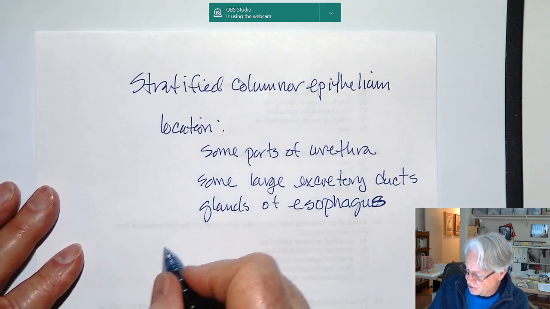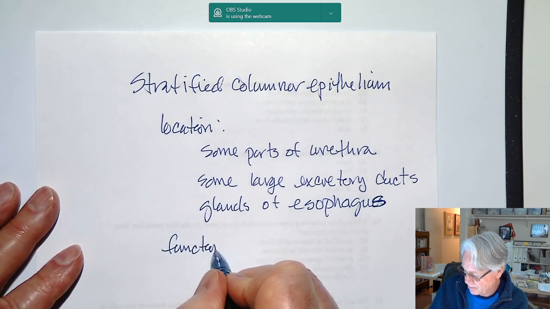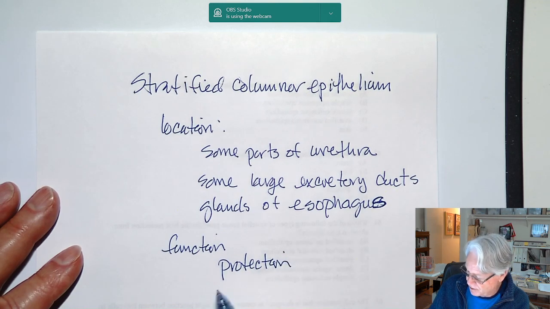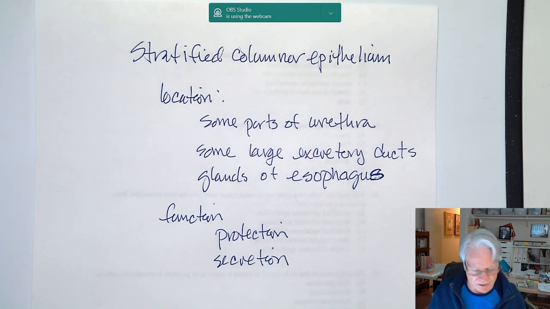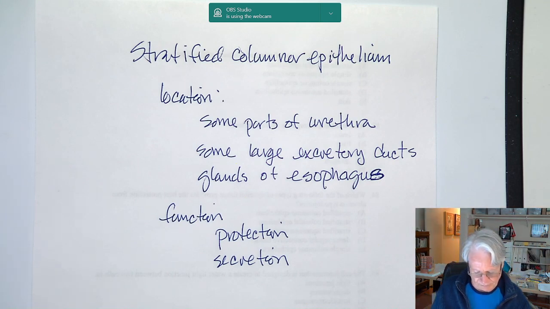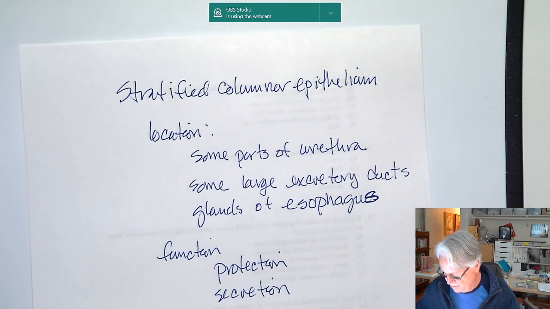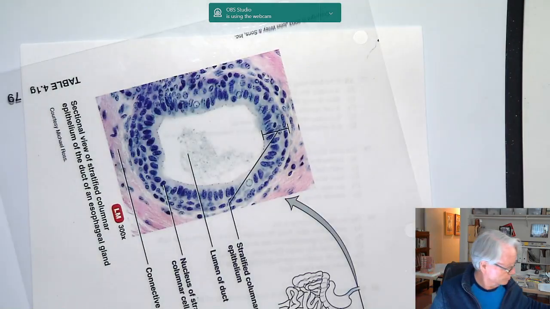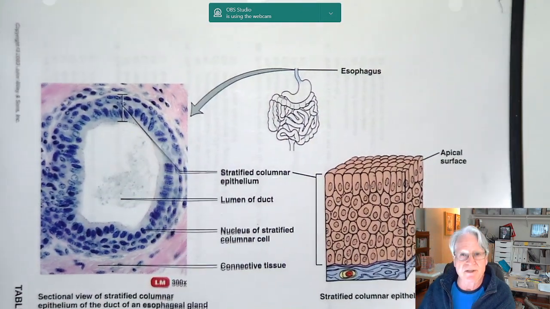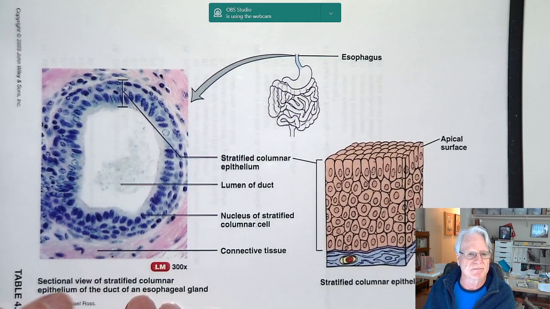Okay. Function, protection, and secretion. Protection and secretion. So let's take a quick look at that. And here we go. Stratified columnar. So they are using the esophagus, so the esophageal glands.